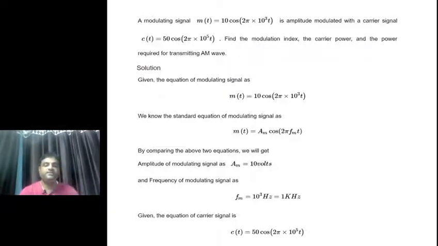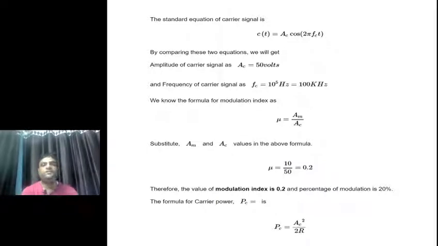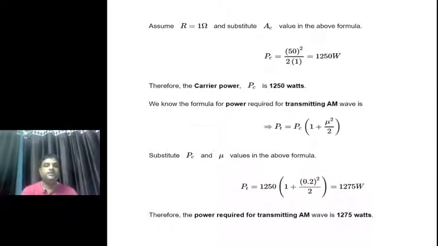Similarly, the equation of the carrier signal is also given. After the comparison, we get AC 50 volt and FC 100 kilohertz. Then the modulation index equals AM upon AC, so it becomes 0.2. Then we know the formula for carrier power, so we calculate the carrier power. Then we know the formula for power required for transmitting, which is PC times 1 plus mu square upon 2. So we calculate our transmitted power. Therefore the power required for transmitting the AM wave is 1275 watt.